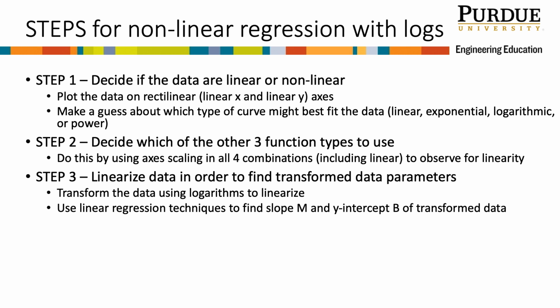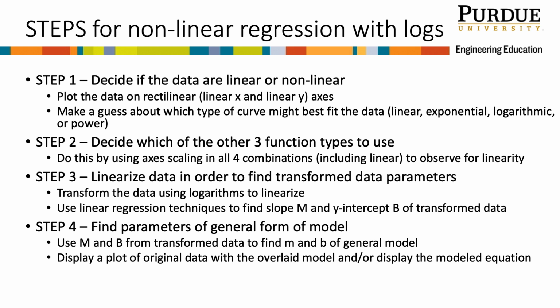In step 3, you will first linearize the data. Transform the data as needed using logarithms so that the new transformed data are now linear on a rectilinear set of axes. This allows us to use linear regression on the new transformed data to find parameters for a line, which we already know how to do. Then finally in step 4, we use the slope and y-intercept of the transformed data to find the parameters of the general form of the model, so we can go back to the original data. Then, depending on what we need the model for, we will likely graph the original data with a model overlaid on it, or display the equation of the final model, or both.